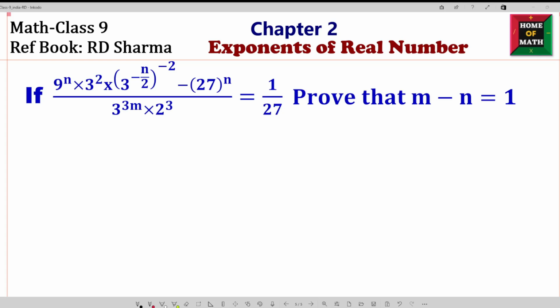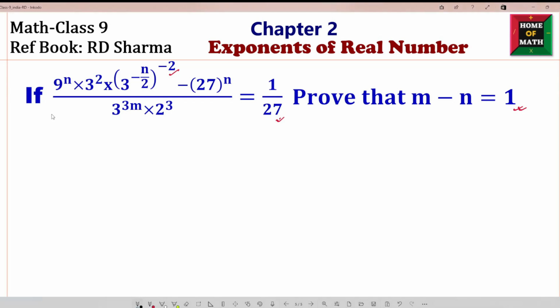Our topic: exponents of a real number. Our question: if 9 to the power n times 3 square times 3 to the power minus n by 2 to the power minus 2 minus 27 to the power n divided by 3 to the power 3m times 2 to the power 3 equals 1 by 27, prove that m minus n equals 1. Let's start.